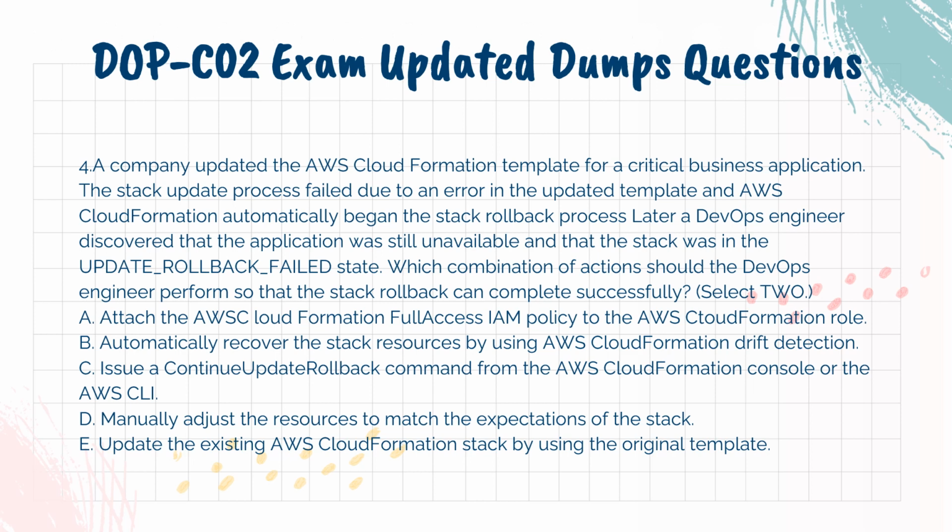4. A company updated the AWS CloudFormation template for a critical business application. The stack update process failed due to an error in the updated template, and AWS CloudFormation automatically began the stack rollback process. Later, a DevOps engineer discovered that the application was still unavailable and that the stack was in the UPDATE_ROLLBACK_FAILED state. Which combination of actions should the DevOps engineer perform so that the stack rollback can complete successfully?